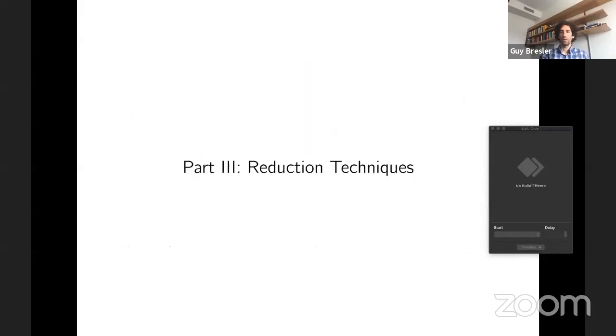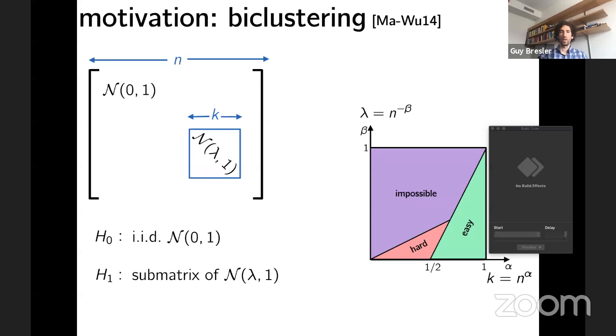All right, so in the remaining time, 12 minutes or so, I'll give a sense of a couple of different reduction techniques. One of them is very simple and is basically a change of measure. The other one builds on the change of measure to change the structure in a meaningful way. The motivation for the first technique, and the technique itself, is from, at least in part, this paper of Ma and Wu that I mentioned before, where they study biclustering.